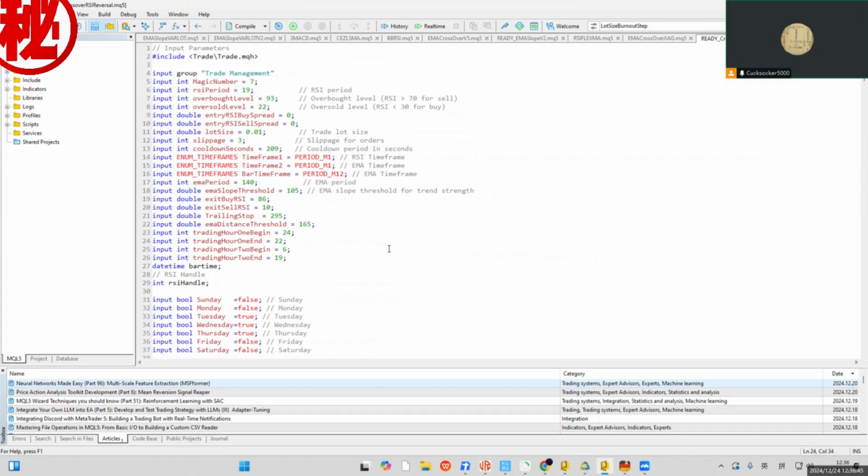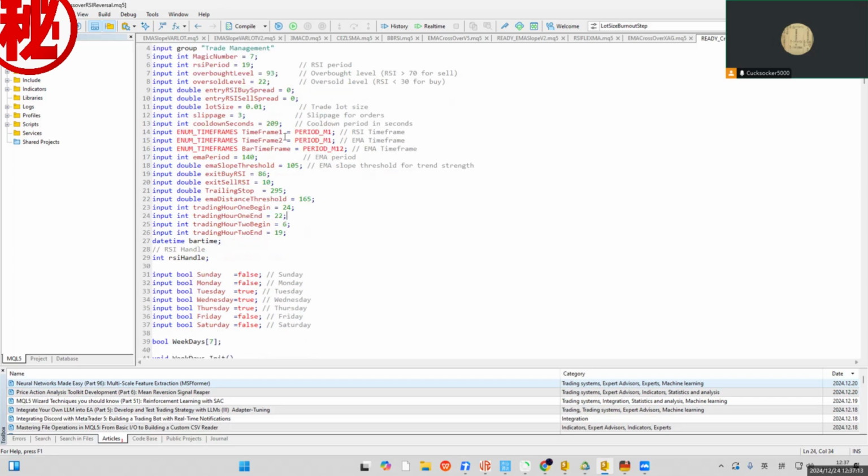For this EA, I'm going to share the entirety of the code because it is a pretty lackluster EA, as it only places 20 trades per year. So what do you expect? It has an overbought level and an oversold level, so it's an RSI reversal strategy. You have entry RSI buy spread, RSI sell spread, and cooldown seconds at 209. The bar time frame is 12 minutes.